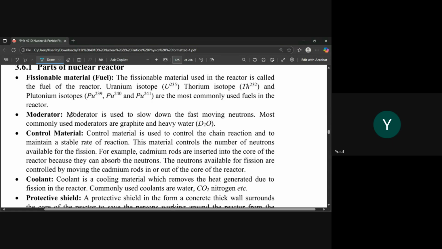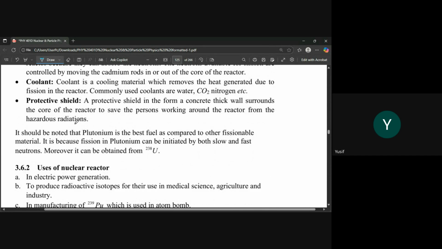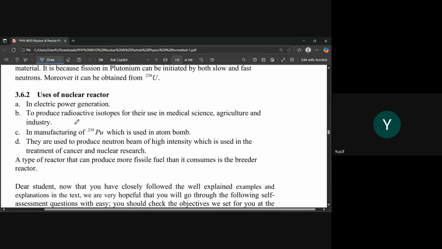The control material is used to control the chain reaction. The coolant is used to cool the system. The protective shield is used to prevent escape of some of the radiations in case there is an accident or anything. So that is all. Then we move on to some of the uses of nuclear power.